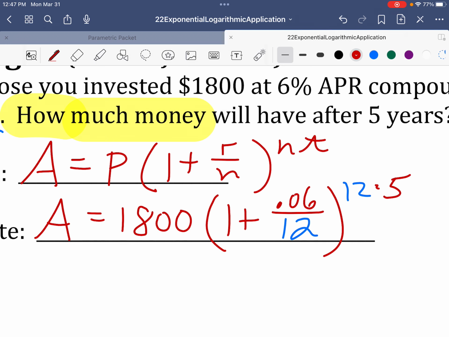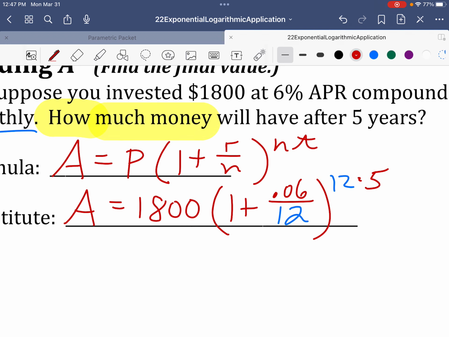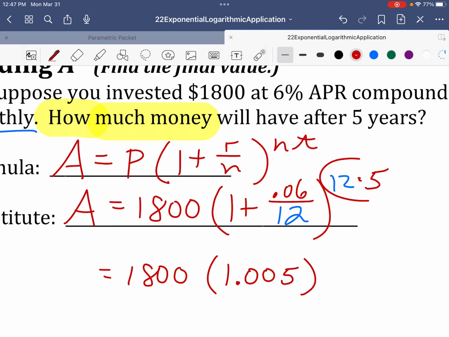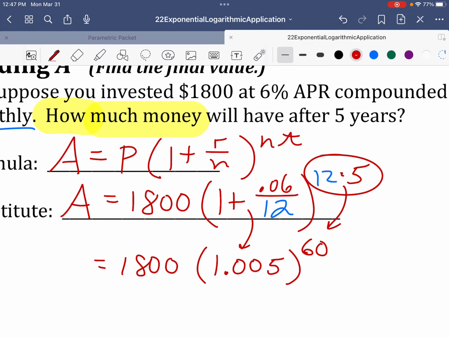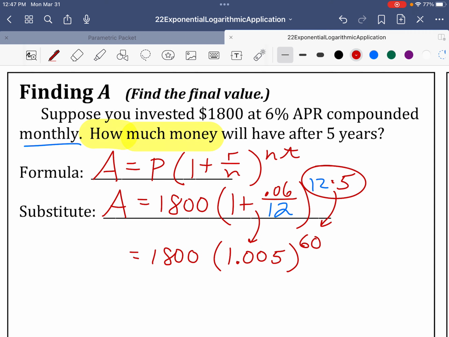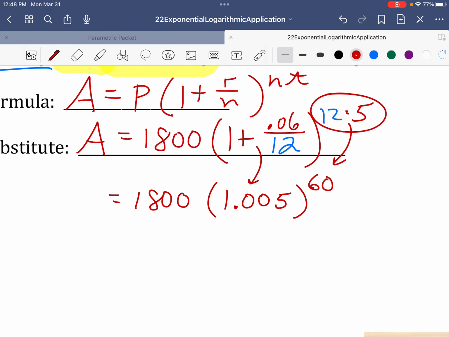Now, this looks a little complicated. There are a lot of numbers here, but if we just do the order of operations, the first thing we really would need to do is add inside your parentheses. If you add inside your parentheses, 1 plus 0.06 divided by 12, we're just going to end up with 1.005. I also can do my exponent and change that to 60. So again, I'm going to add inside my parentheses, simplify the base. I get 1.005 with a calculator, and then I can multiply 12 and 5 to get 60. Now be careful, I don't want to get too log excited.